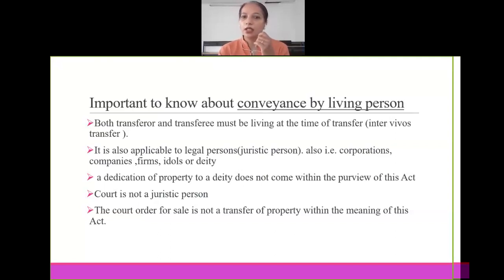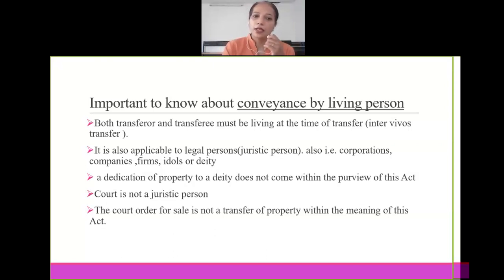Both the transferor and the transferee must be living at the time of the transfer, because if one party is not living, if the transferor or the transferee is dead, then in that case such a transaction cannot take place. For a transaction to take place under this particular Act, there has to be an inter vivos transfer. It is also applicable to a legal person, that is, corporations, companies, firms, idol, deity, etc., because they are considered to be living persons so far as the Transfer of Property Act is concerned.